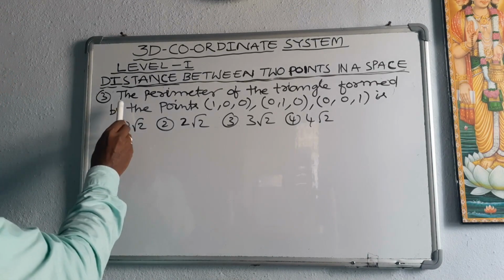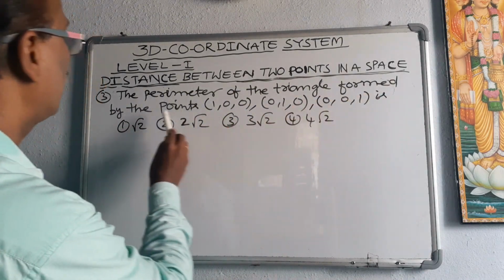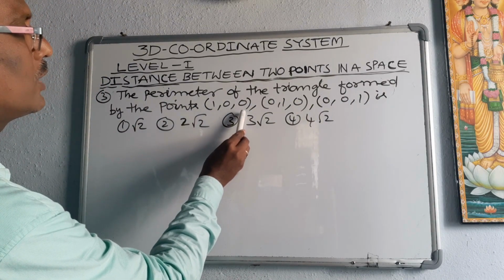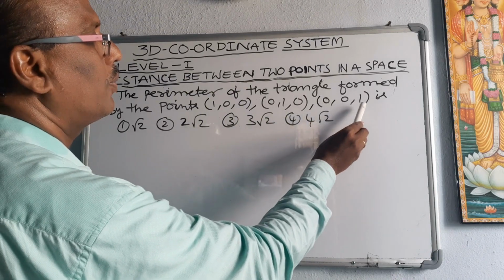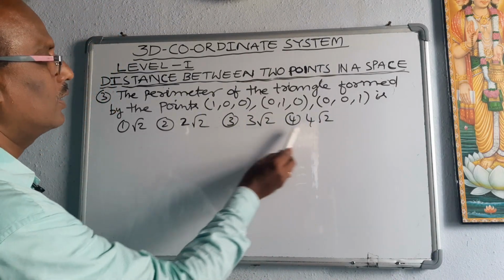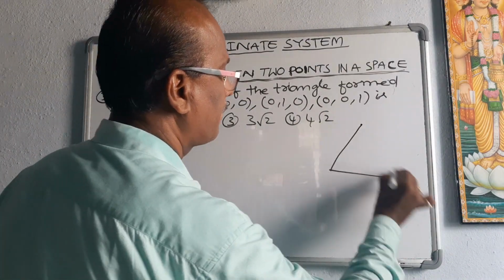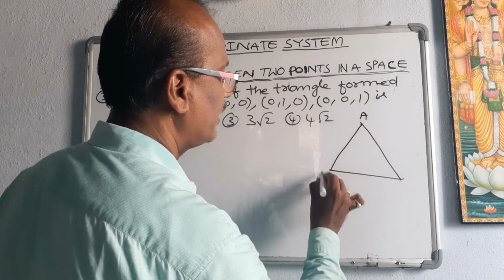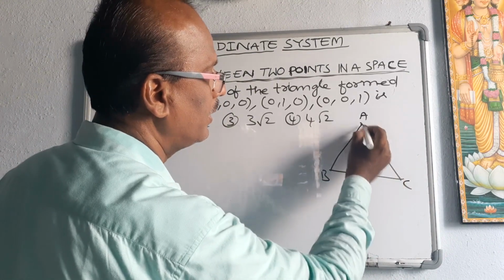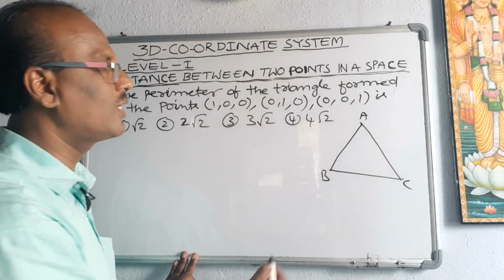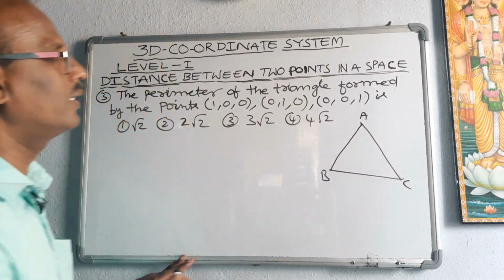Next, third question. The perimeter of the triangle formed by the points (1, 0, 0), (0, 1, 0), (0, 0, 1). Here the four options are given. Here, perimeter of triangle: ABC are the vertices of the triangle. Here three sides AB, BC and AC. Perimeter means the sum of the sides, AB plus BC plus AC is the perimeter of the triangle.